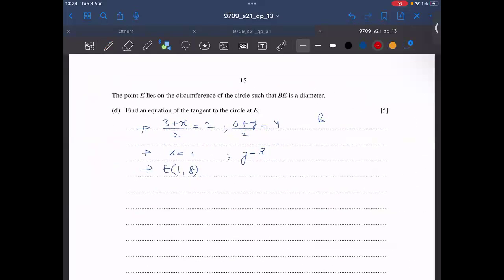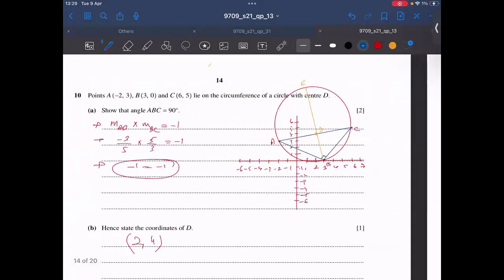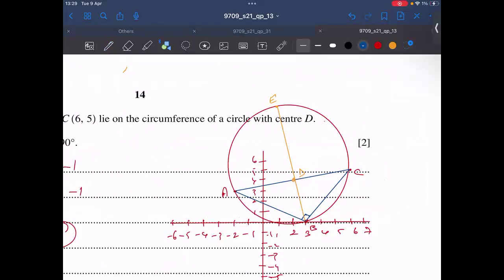So E is coming out to be (1, 8). Now they are saying, find the equation of the tangent to the circle at E. We're supposed to find the equation of this.